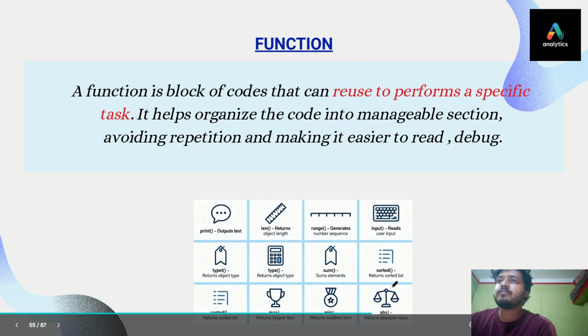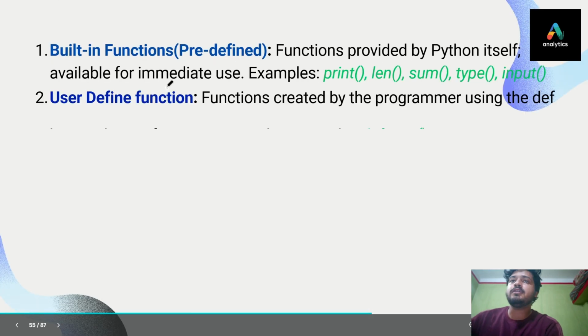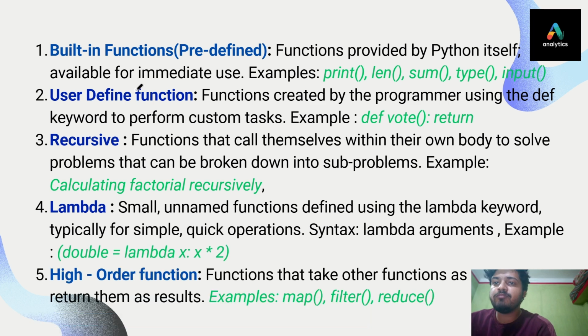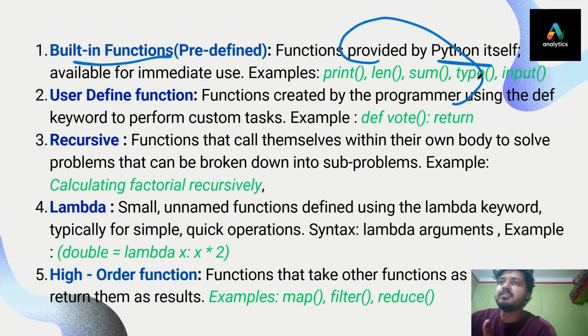Let's see what the types of functions are. There are 5 basic types of functions. First is the built-in function or predefined function, a function provided by Python itself. In Python libraries there are many built-in functions already created, and these are called predefined or built-in functions, like print, length, and type.